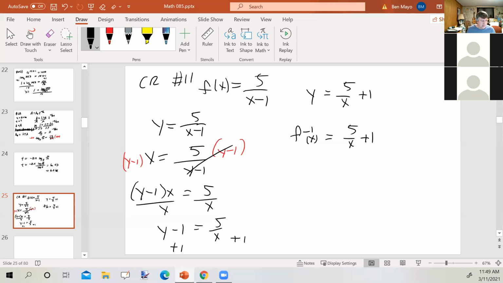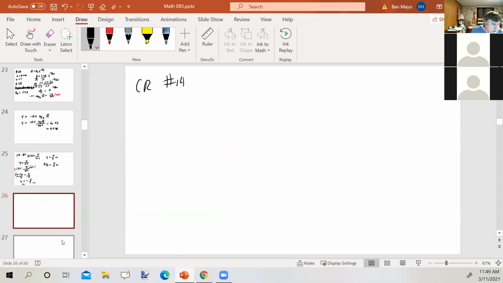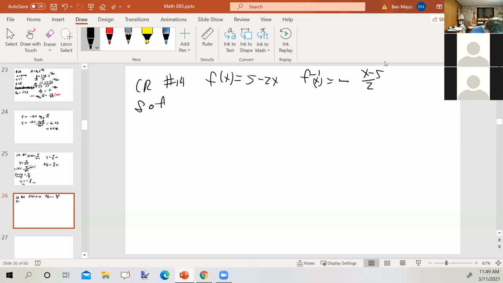Okay. That takes us to number 14. It says use composition to show that f of x equals 5 minus 2x and f inverse of x equals negative the quantity x minus 5 over 2. Use composition of functions to show that they are inverses of one another. All right, so basically what we're doing is to show that if we compose them in both directions, we get x.